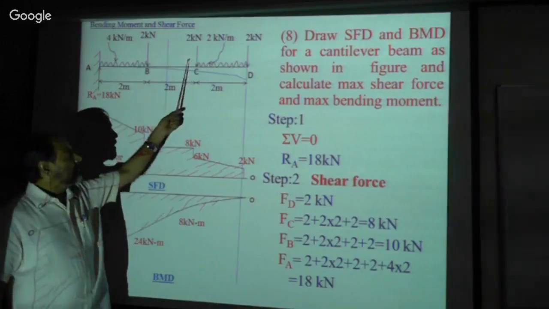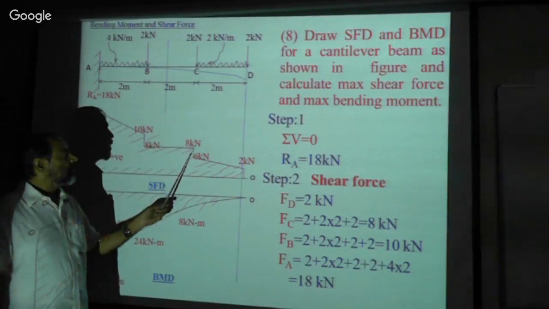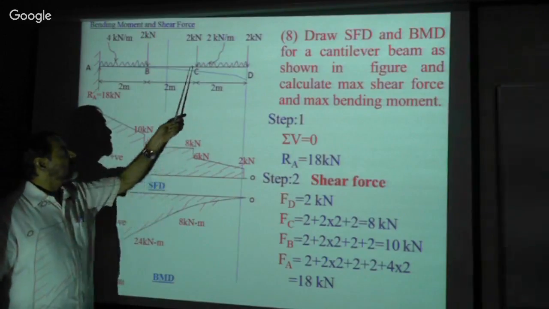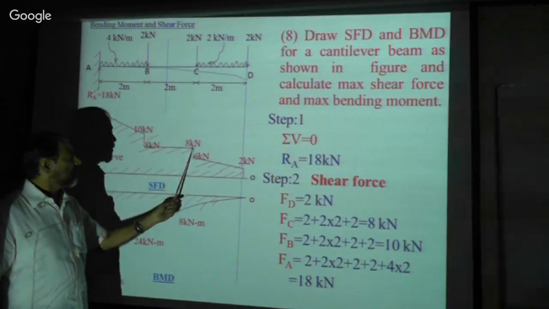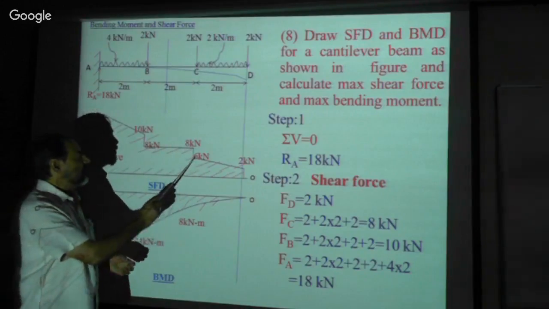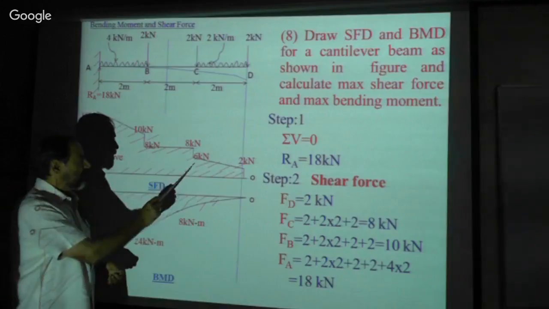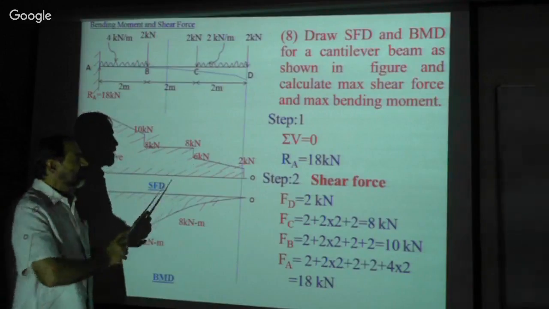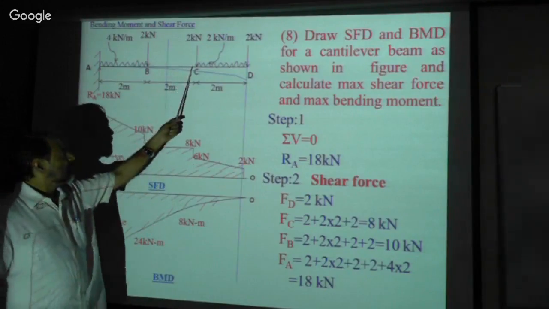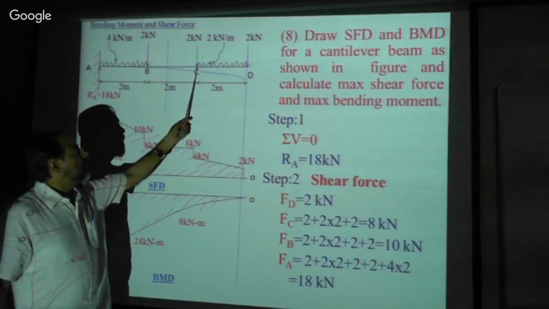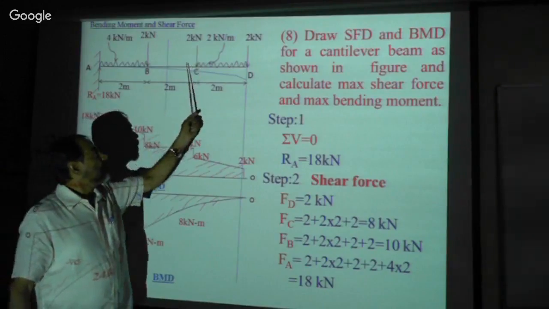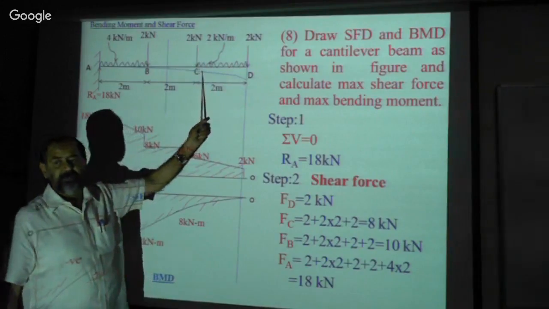Again at this point, there is a 2 kilonewton down, isn't it? It is acting downward. Therefore, let us come down by 2 kilonewton. Then we are left with 6 kilonewton. From here to here it is 6 kilonewton. Now continue this diagram. That is 2 into 2, 4 kilonewton acting downward.